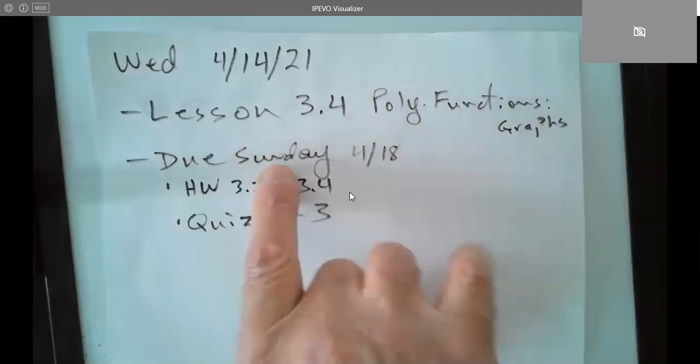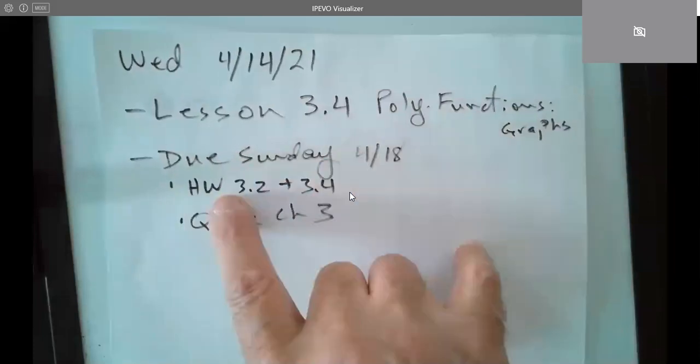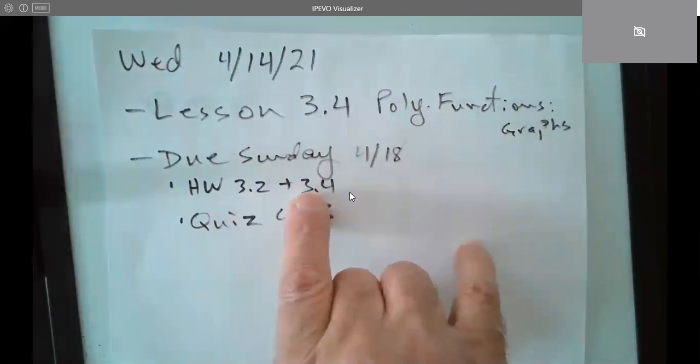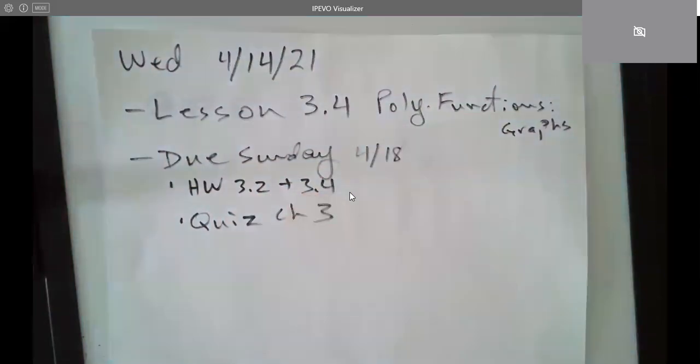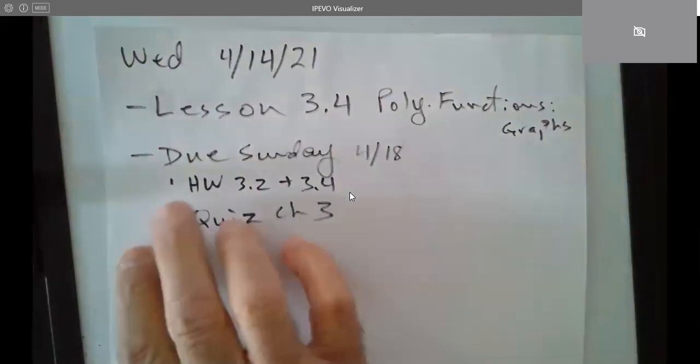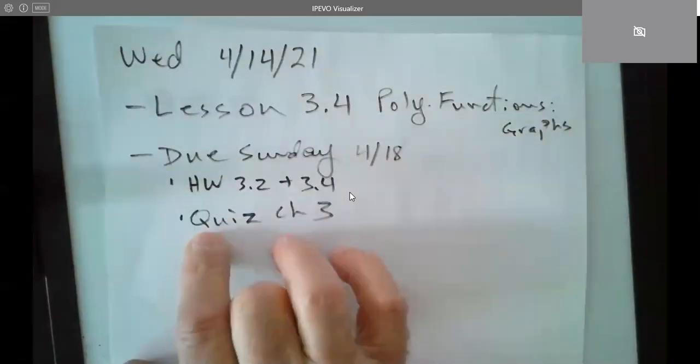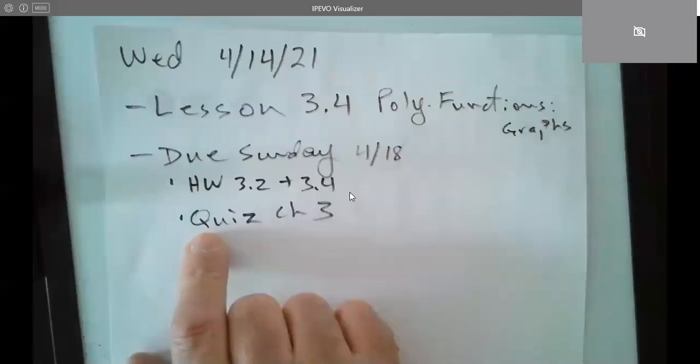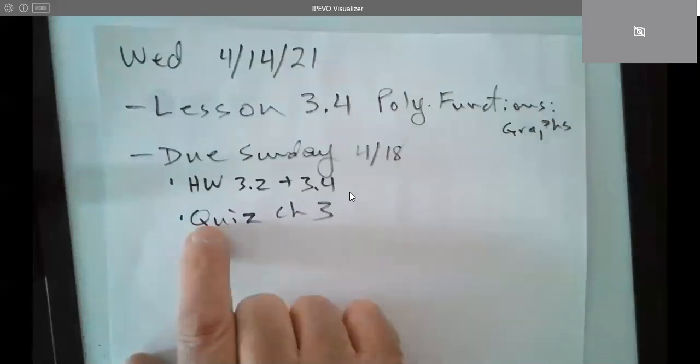What's due Sunday, the 18th? 3.2, and this homework here, 3.4. There is a quiz that's online. This one's a required quiz for chapter 3. Make sure you do that by Sunday for a quiz grade.